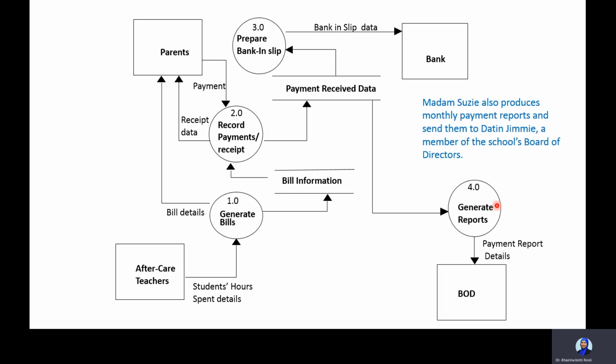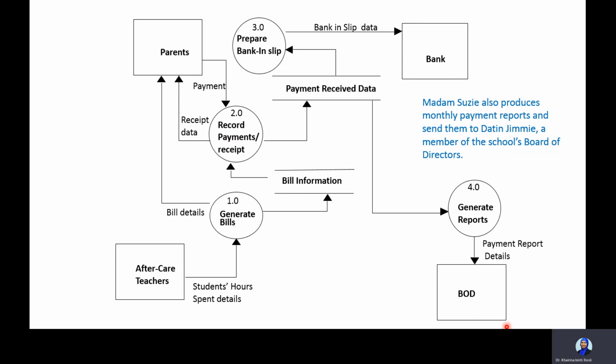After she generates the reports, send the report to Datin Jimmy, a member of the school board of directors. So send the payment report details. The data of the report is sent to the board of directors. So the board of directors is an external entity to the system, because they don't use it, they just get the information. So it is the external entity.